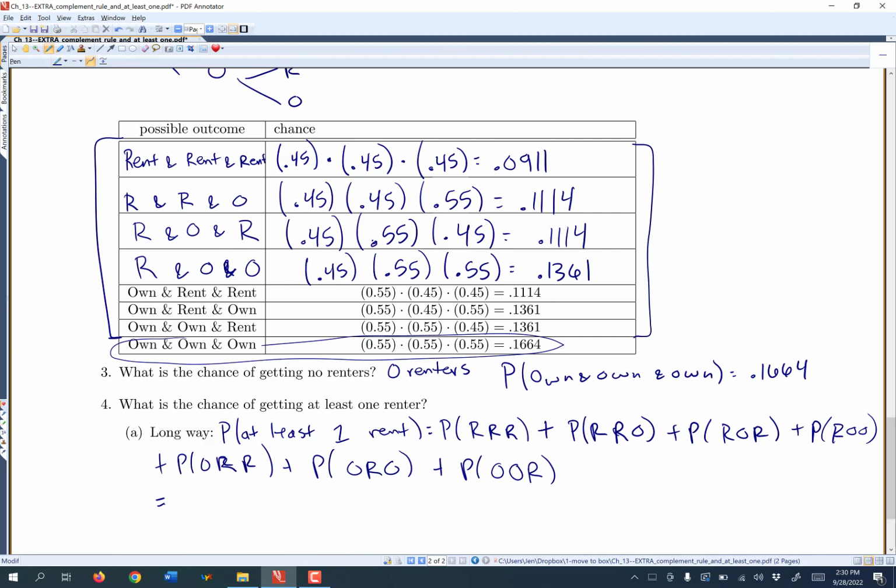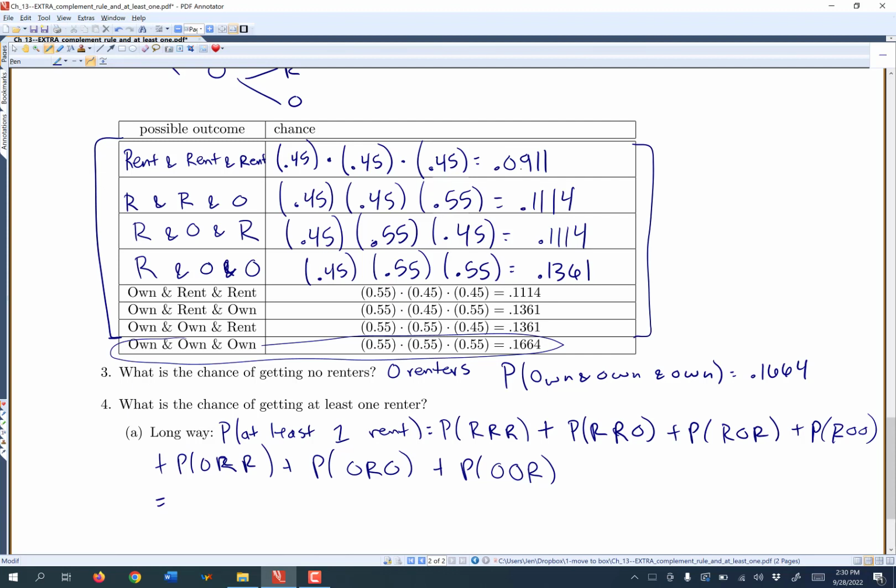Now in this case, there's only 7 of them. If you get more complicated problems, so instead of looking at 3 people, you look at even 5 people, you start getting to hundreds of possible outcomes. No one wants to add up hundreds of possible outcomes. So that's why we really like this shortcut rule. But for this, we're going to add up our 7 outcomes.